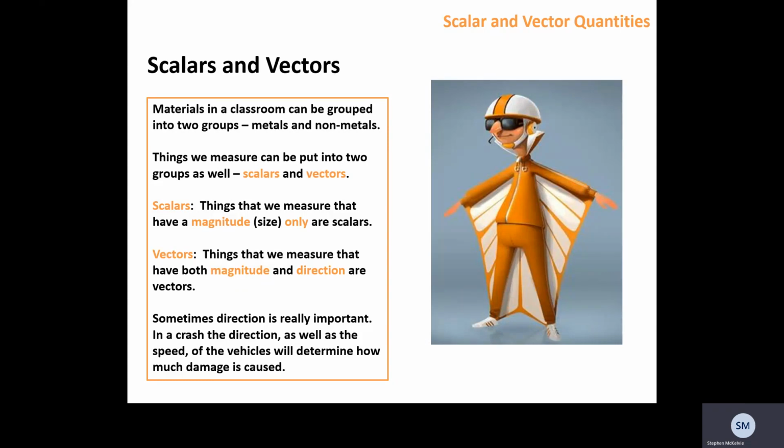So, scalars and vectors, this is super common. Some questions about these come up all the time. So make sure that you know the difference between a scalar and a vector. But what does it actually mean? We can sort things into categories, and anything that we can measure, anything that we can put a unit on, we can put them into two groups as well. We can either put them into the scalar or the vector group.